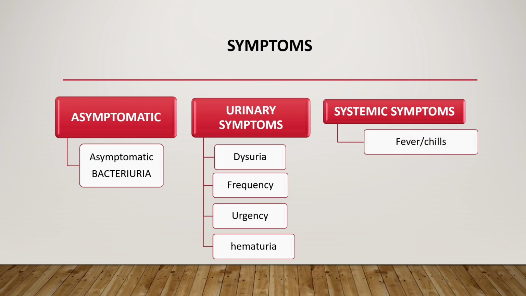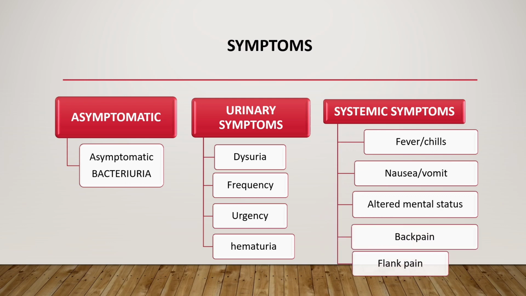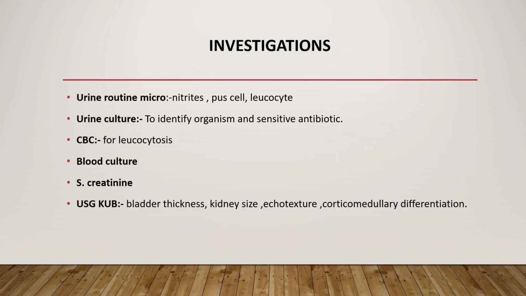Systemic symptoms include fever with chills, nausea and vomiting. In serious cases, altered mental status is also seen in UTI. Back pain and flank pain are seen in pyelonephritis. If the patient has only urinary symptoms, it is known as uncomplicated UTI. If the patient has urinary symptoms plus systemic symptoms, it is known as complicated UTI. Treatment for uncomplicated and complicated UTI is different.